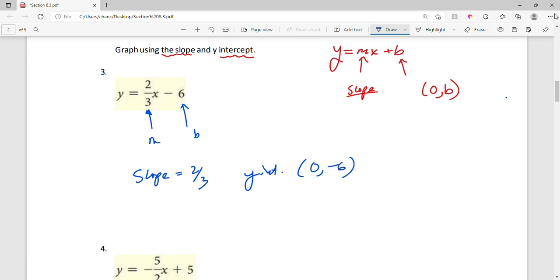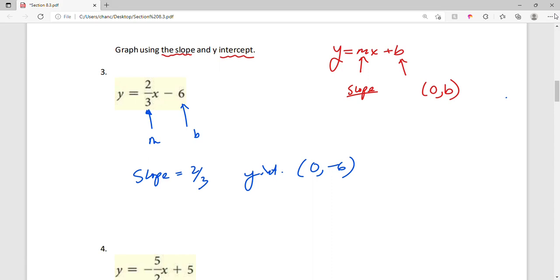And with these two pieces of information, we're able to graph the line. We'll start by plotting the y-intercept first. (0, -6). 1, 2, 3, 4, 5, 6. This is the point (0, -6).